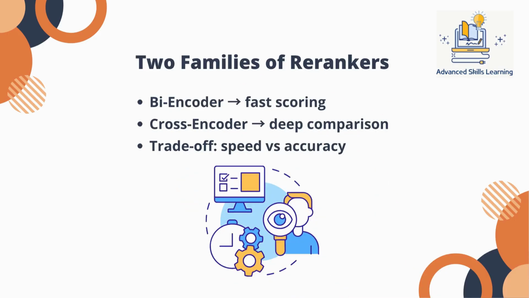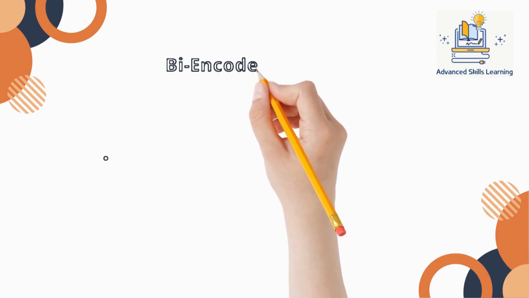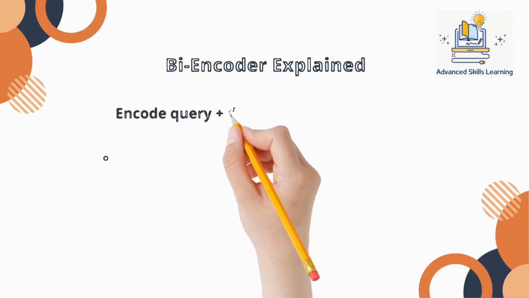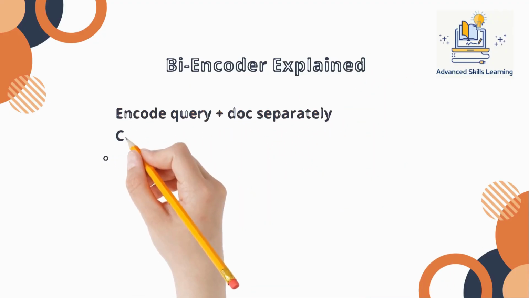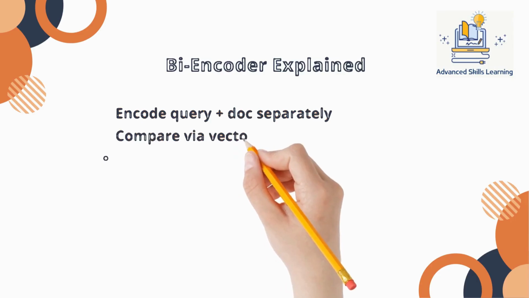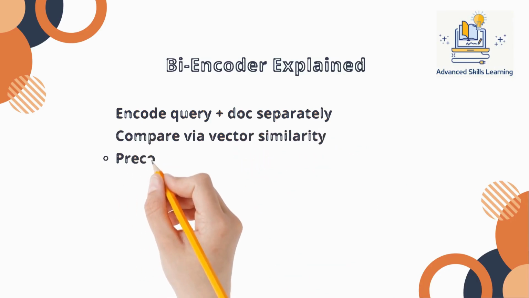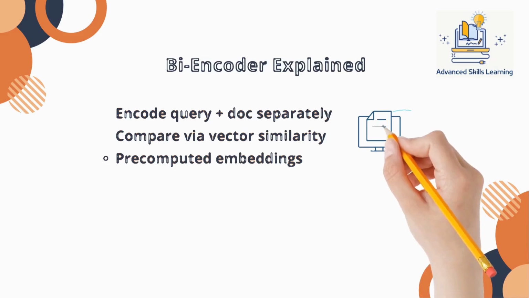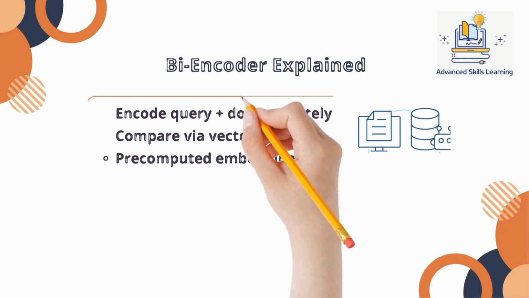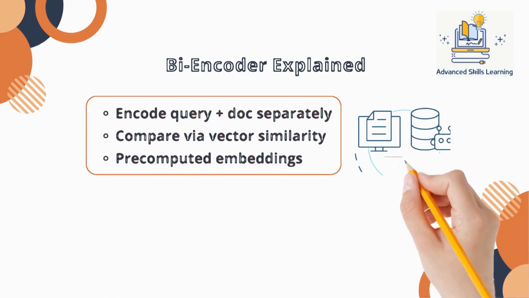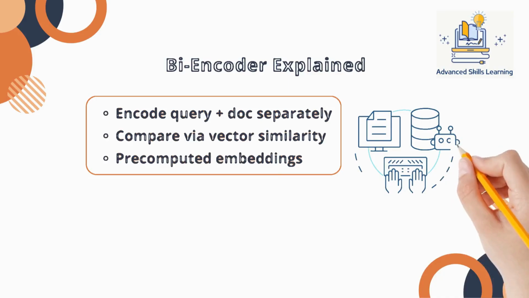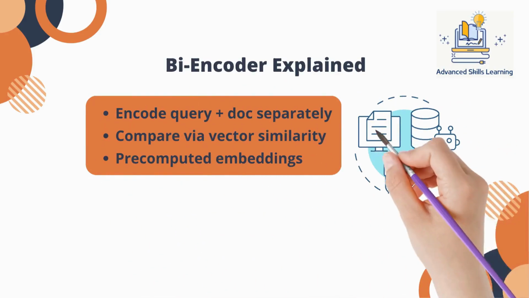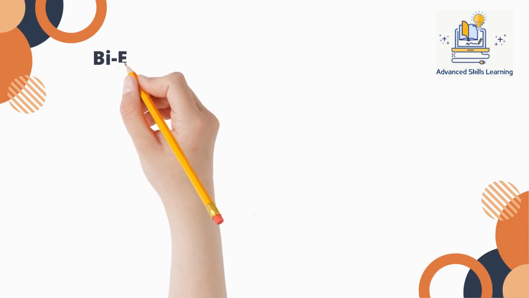Bi-encoders work by encoding the query and each document independently into vectors. These vectors are then compared using a similarity metric like cosine similarity. The key advantage is efficiency. Document embeddings can be pre-computed and stored, so scoring is extremely fast, even at large scale. But there's a limitation. Because the query and document are encoded separately, the model cannot deeply reason about their interaction. It's matching patterns, not truly understanding relevance.